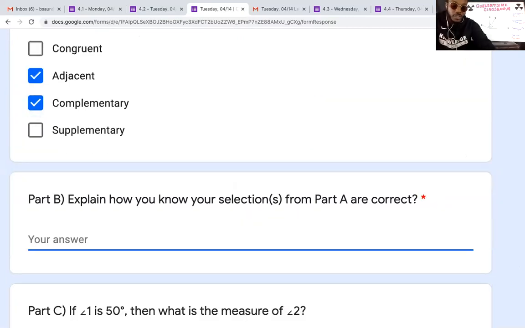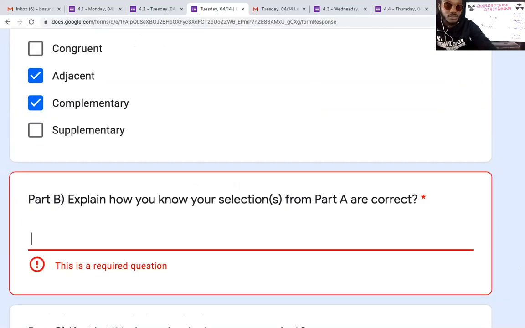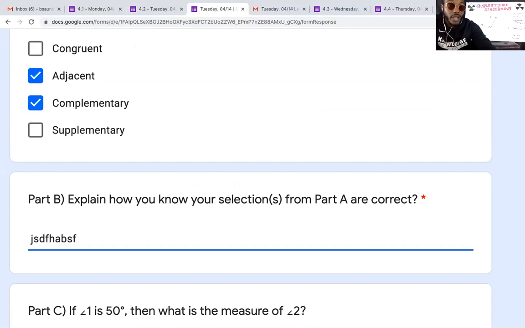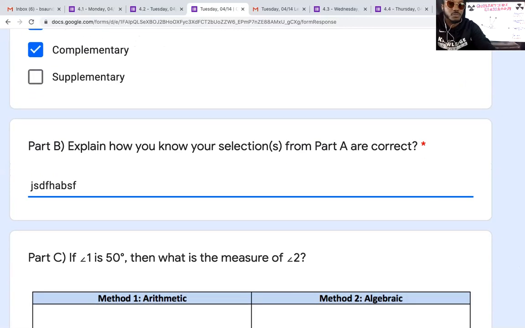So we are explaining our thinking. You're going to put something along those lines. I'm not going to tell you what to type here. I'm looking forward to seeing what you guys respond with so that I know what type of feedback and corrections I need to make along the way. So I'm just going to type something right there. Do not do this. Actually give me a full sentence response.